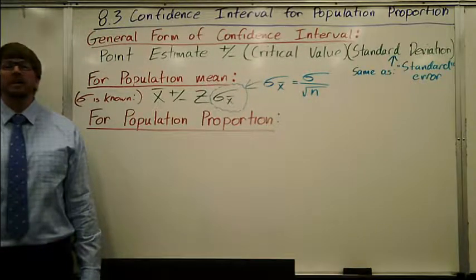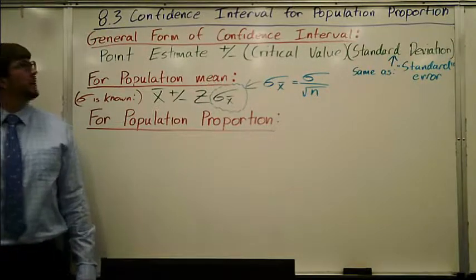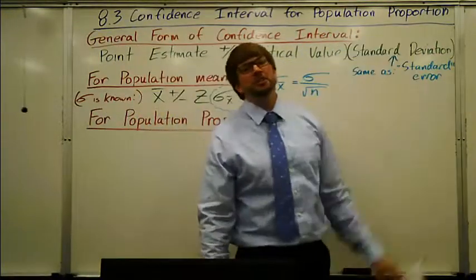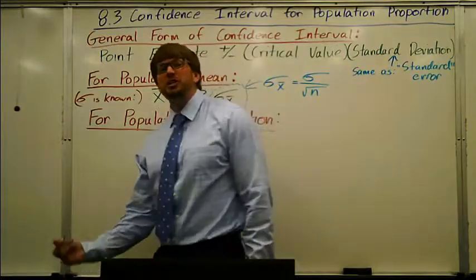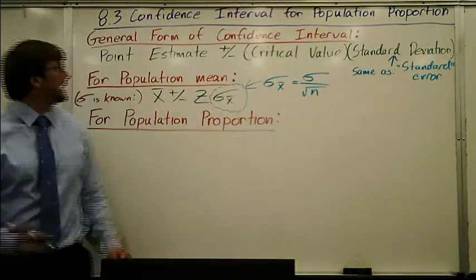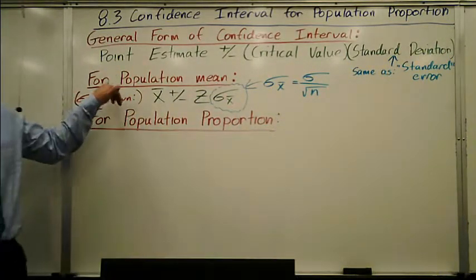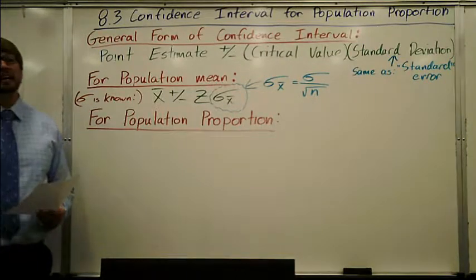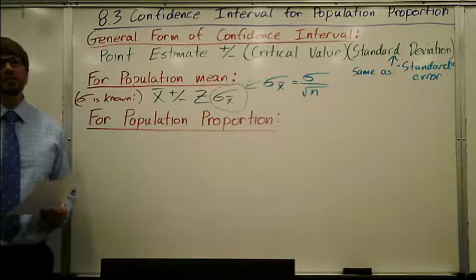Alright, next up we're going to tackle chapter 8.3, which is on constructing confidence intervals, now for population proportions. Now, in chapter 8.1, we calculated confidence intervals for population means, and actually this process is virtually identical, just a few tiny little changes.